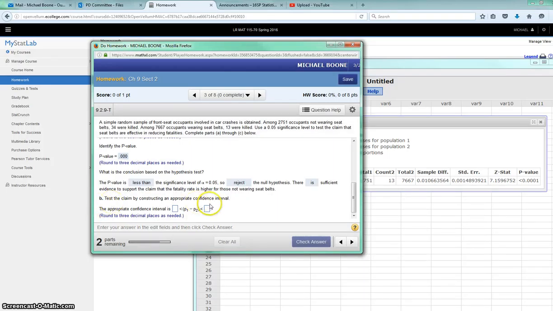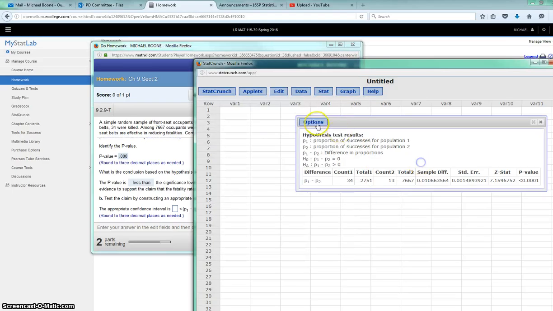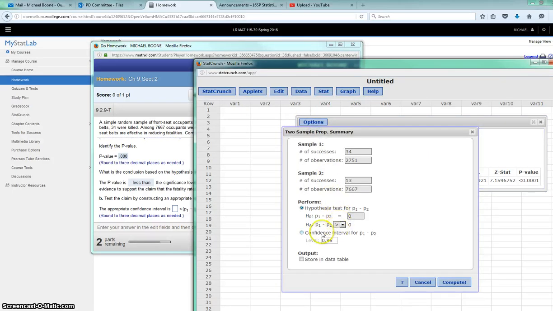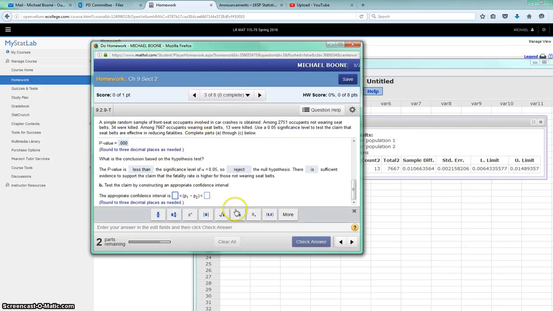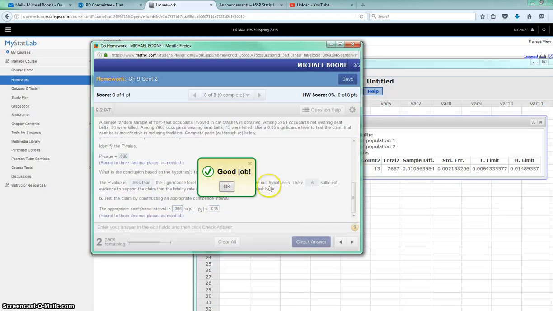We could do a confidence interval. If alpha is 0.05, we'll say it's a 95% confidence. If we go back in and just change it to a confidence interval, we get the following numbers, to 3 decimal places: 0.006 and 0.015. Again, I'm just changing it to a confidence interval, making sure it's 95% because our alpha was 5%.